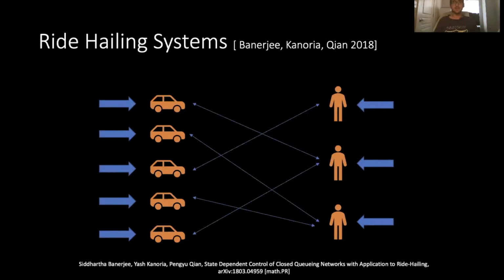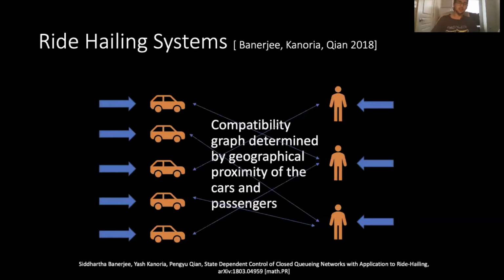Let's consider the ride-hailing system in more detail. You can divide the city into different geographical locations, and each geographical location determines a type of customer or driver. Depending on their location and geographical proximity, there will be a compatibility graph between the drivers and the customers. In short, we have a bipartite graph with different nodes determining the geographical locations of different cars and customers, and a compatibility graph between them, which determines if we are able to match that type of customer and server.